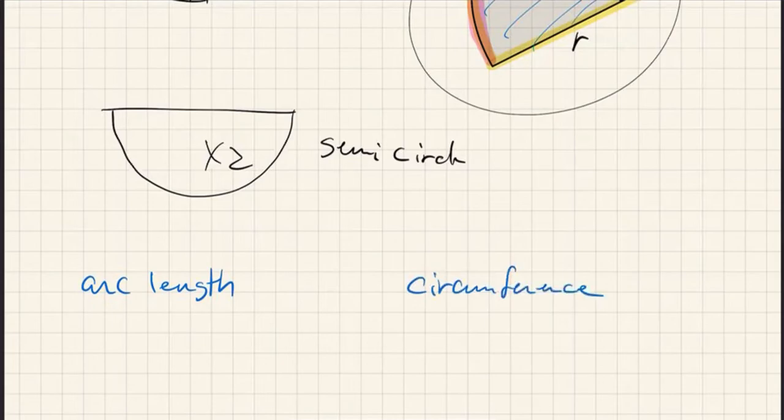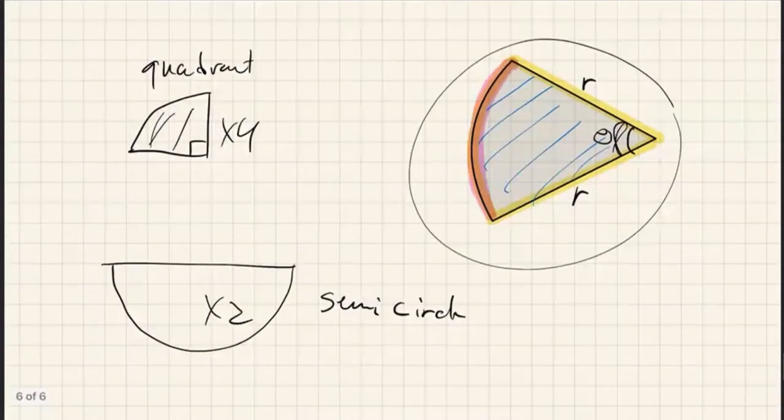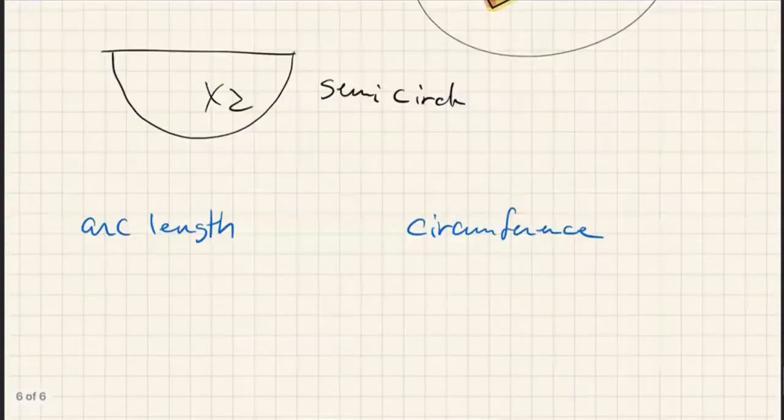There is a ratio between them. What is the ratio between any arc length, which is a part of a circle, and the circumference? The ratio between them is the ratio between the angles. Which angles? This angle, because this angle is part of a circle. If this is theta, this is 360. This is the ratio between the arc length and the circumference.